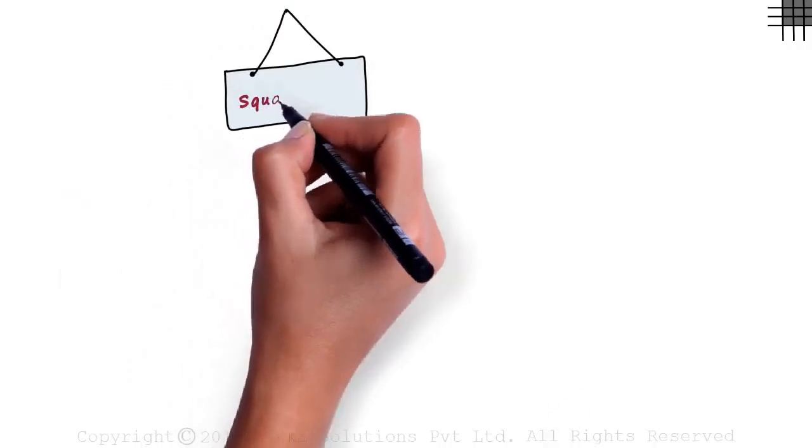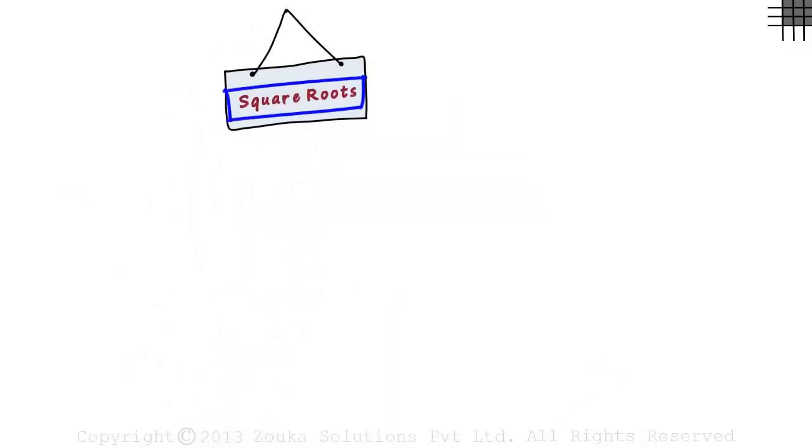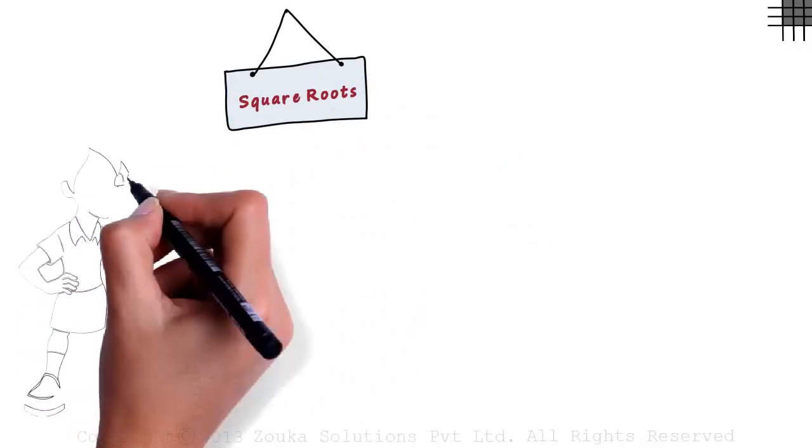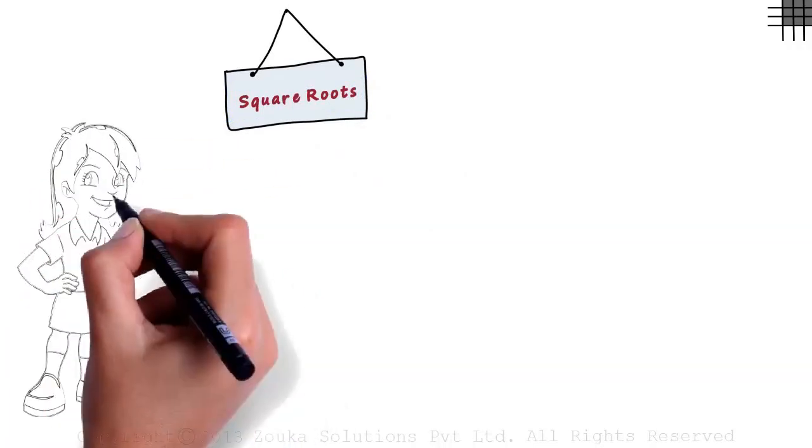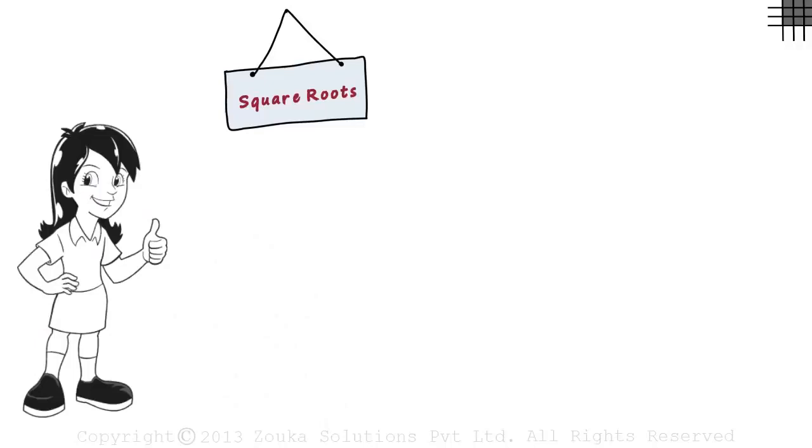Now that we know how we can find the square of a number, we can try to understand what square roots are. This is a topic which many students find really difficult to understand. So here's your chance to understand this topic well and score better.